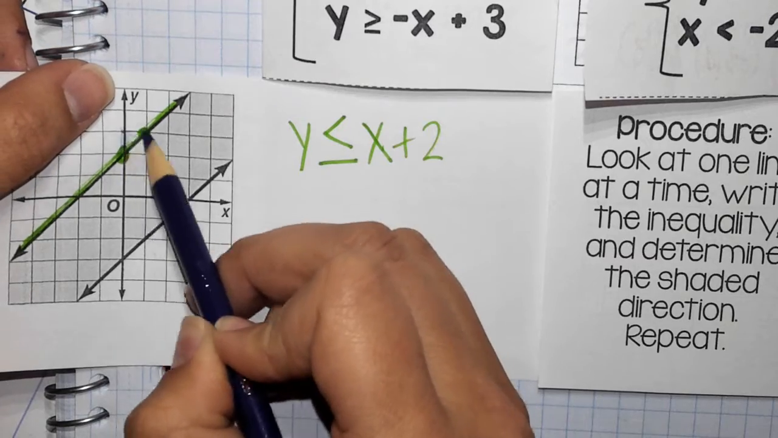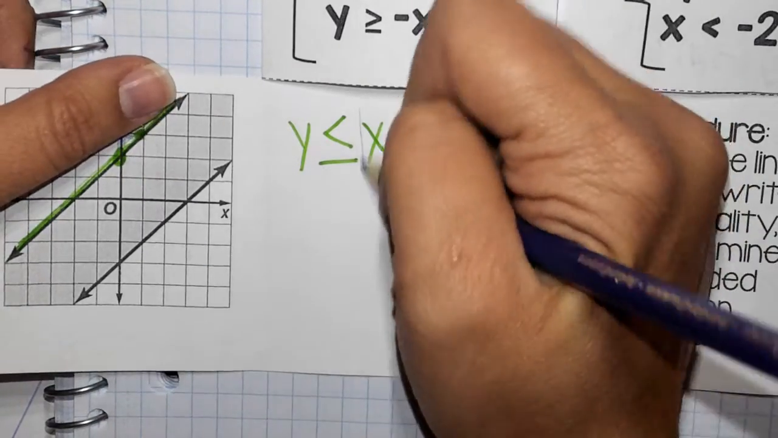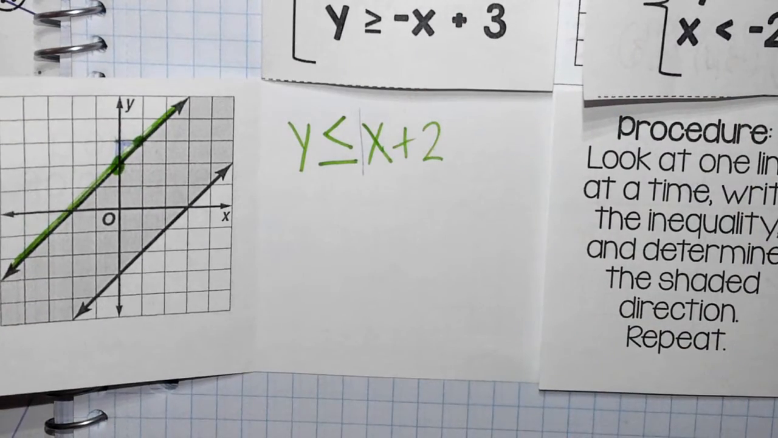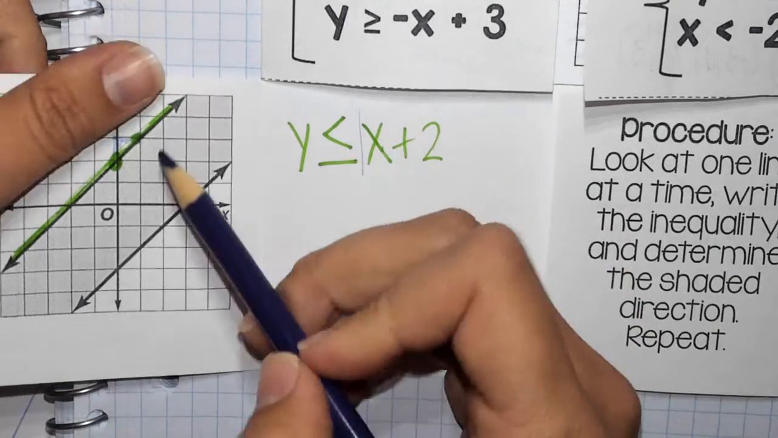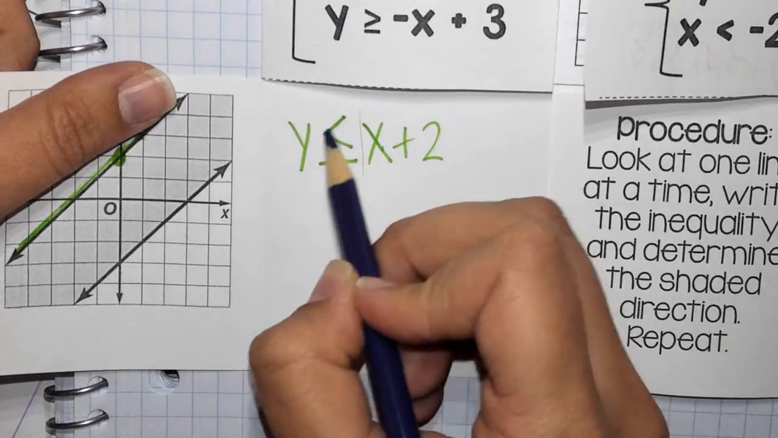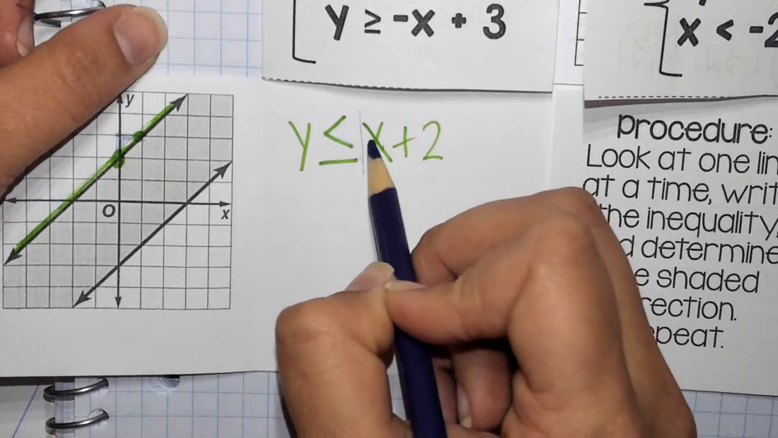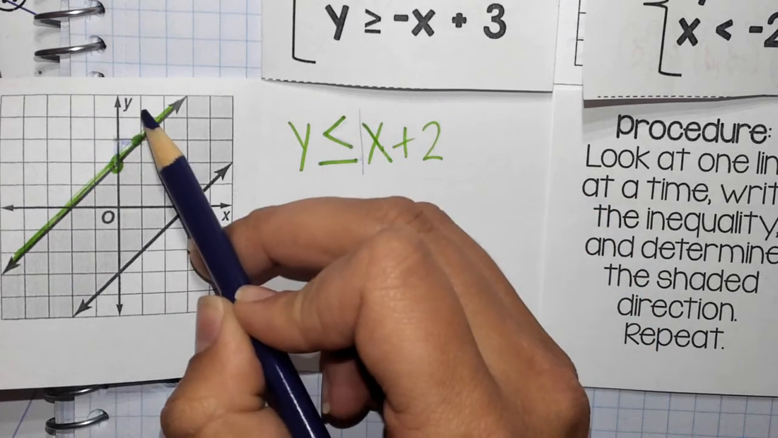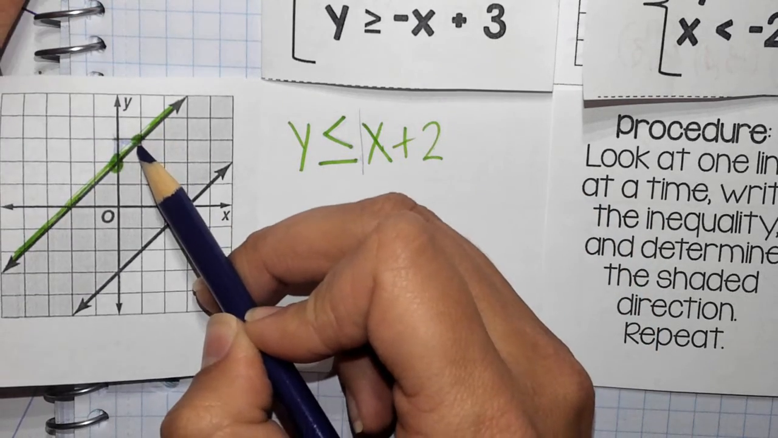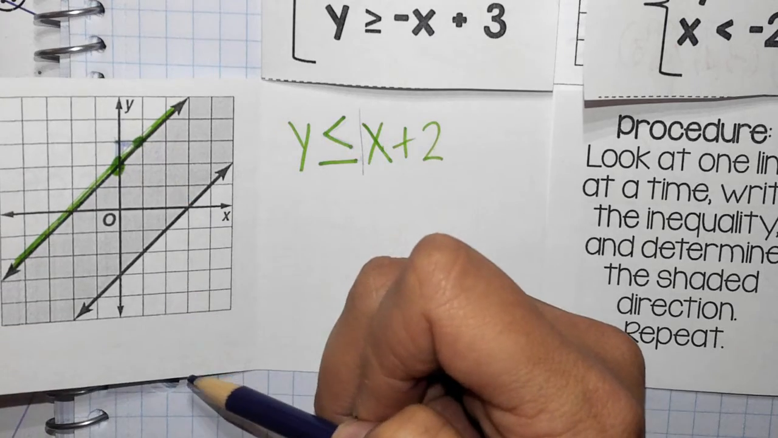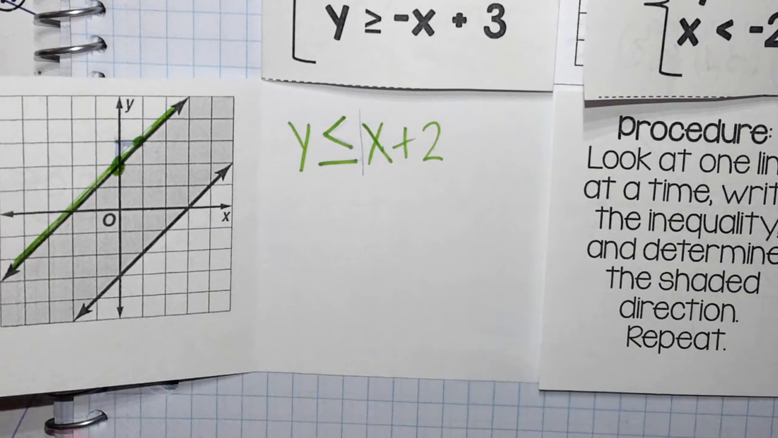Our slope is up 1, right 1, so that's just 1. We don't have to write that in front of x. We said that it was shaded below, so that's less than, and it's solid, so there's a line under it. You do not put this 2 with the x, because that would mean the slope is 2. The slope is 1. Does everybody understand? Those of us who are actually paying attention.